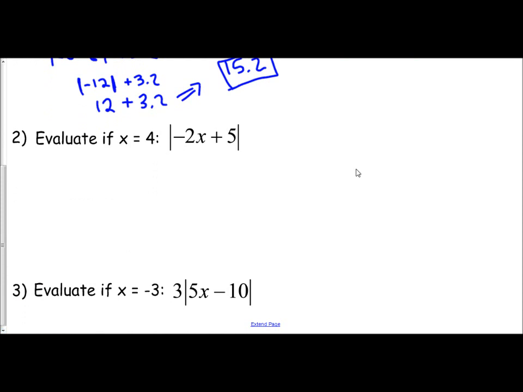Evaluate the absolute value of -2x plus 5 if x is positive 4. So we have the absolute value of -2 times 4 plus 5. -2 times 4 is really -8. So I have the absolute value of -8 plus 5, which gives me the absolute value of -3. Remember, I don't do anything with these bars. I keep bringing them down until I get a number all by itself, and the absolute value of -3 is +3.